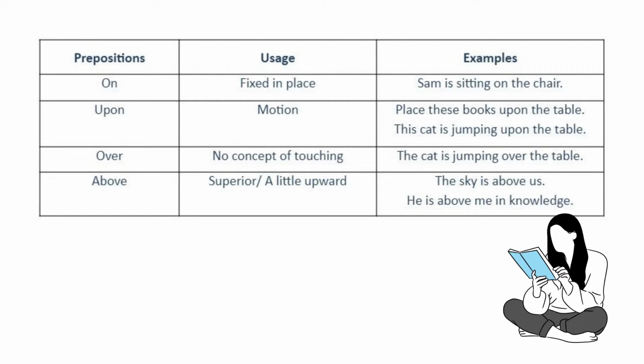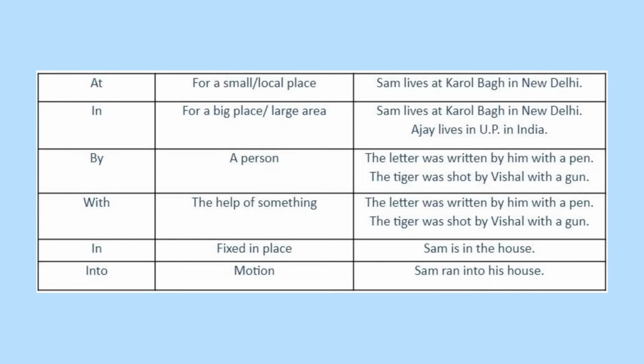The next is at. It is used for mentioning a small or a local place. Understanding it with the example will be easier. The example for it is Sam lives at Karol Bagh in New Delhi. Here, Karol Bagh is a small place situated in Delhi, so the preposition at is used.